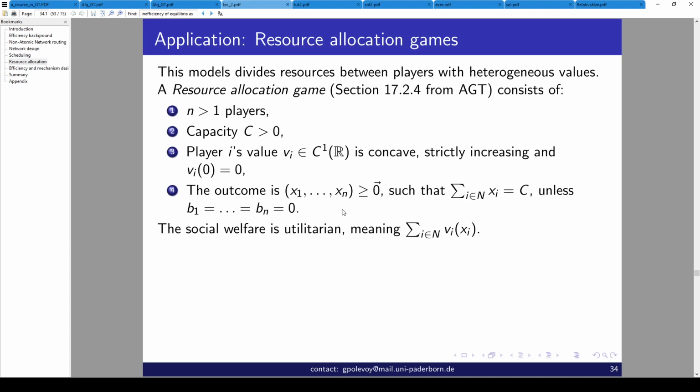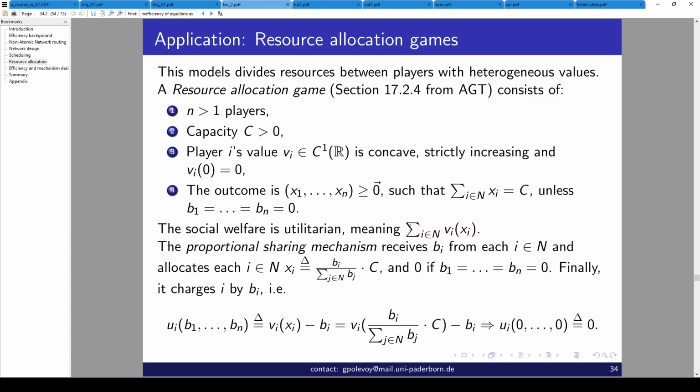Please note that that's not total utility. So it's not exactly like we defined a utilitarian utility before, where the utilitarian social welfare was just the sum of the utilities. Here it's the sum of the values, whereas the utilities, so the functions which the players personally want to optimize, are a bit different. So we just want to optimize the total value.